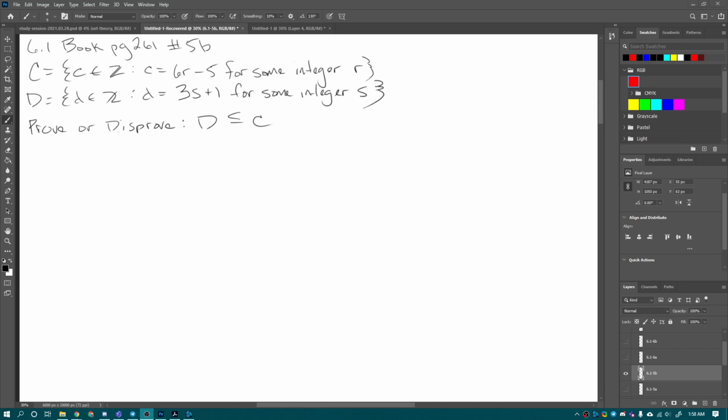The set capital C is equal to the set containing all elements C that are integers such that C is equal to 6r minus 5 for some integer r. And the set capital D is equal to the set containing all elements D that are integers such that D is equal to 3s plus 1 for some integer s. And we are tasked with trying to prove or disprove that D is a subset of C.